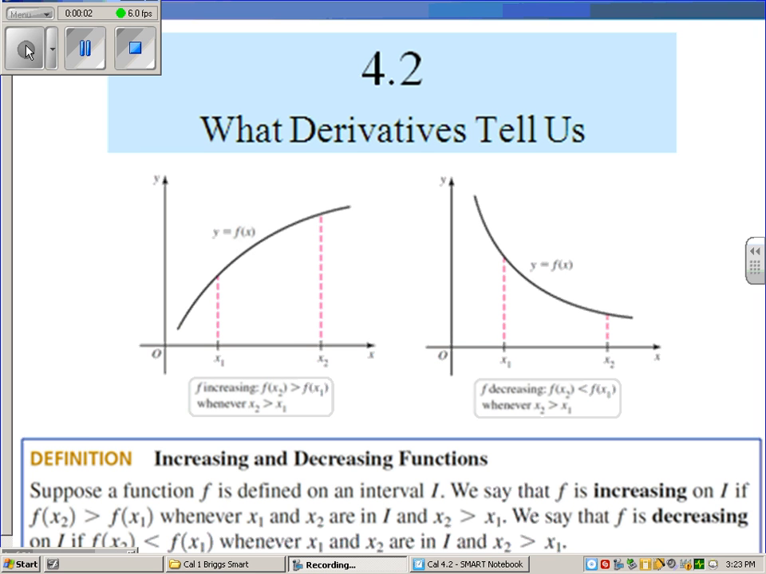Okay, now we're going to look at the derivative and get information about the graph of a function from it. Before we can do that, we need to understand the definition of what it means for a function to be increasing on an interval or decreasing on an interval.